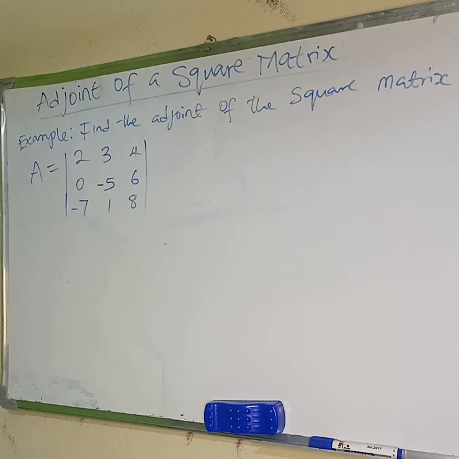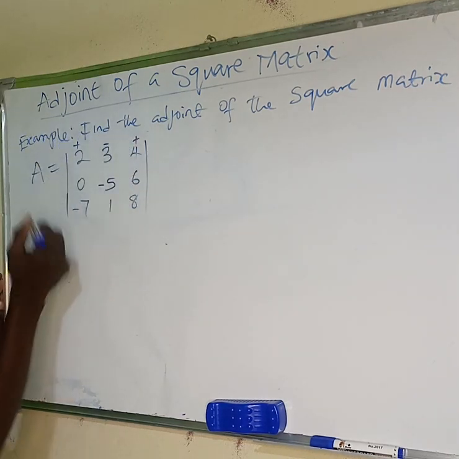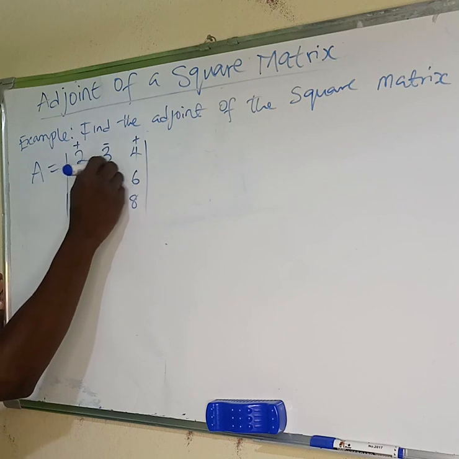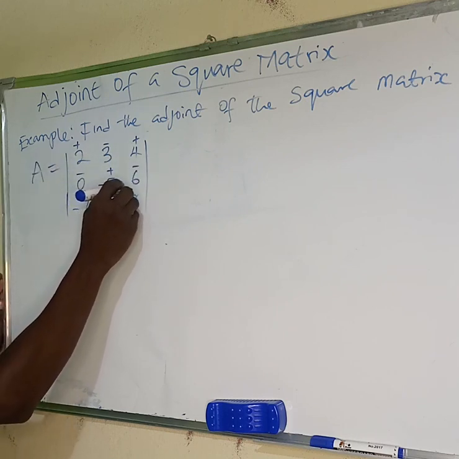The first step is that we're going to look for the cofactors of each and every element in this matrix. I am going to start with listing the place value signs because this is looking like a determinant of a matrix. So I'm going to add our place value signs. We start with plus, minus, plus. Then the next line begins with minus, plus, minus. The next line begins with plus, minus, plus.